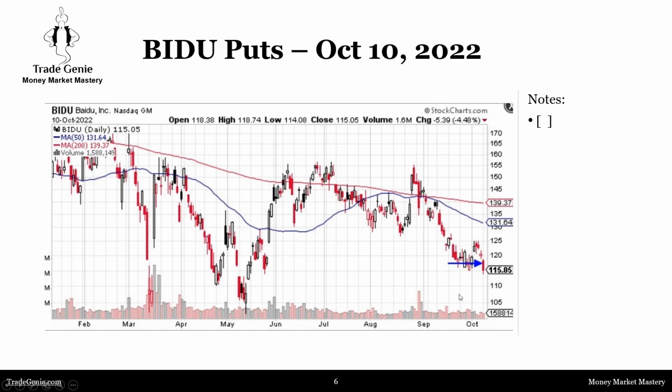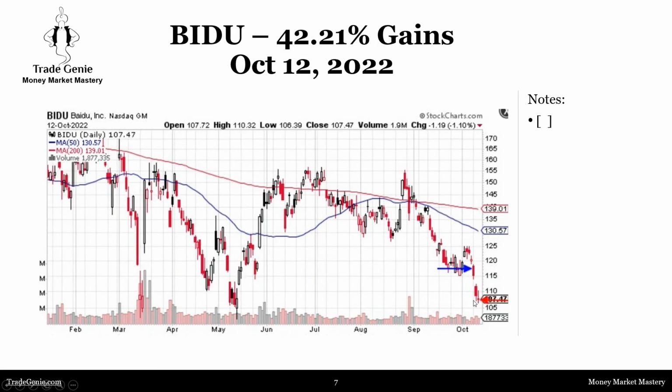Now Baidu puts. Usually the Chinese stocks just go together, one way or the other. So Baidu gapped down back to back, we went short, and then it gapped down again. Three gap downs or three gap ups continuously is a sign of exhaustion. You can count the gaps: one gap here, two gaps here, third gap here. So on the third gap, you just sell. And we sold when this tiny candle formed and it looked like there were no more sellers left. So we sold Baidu puts and made 42%.